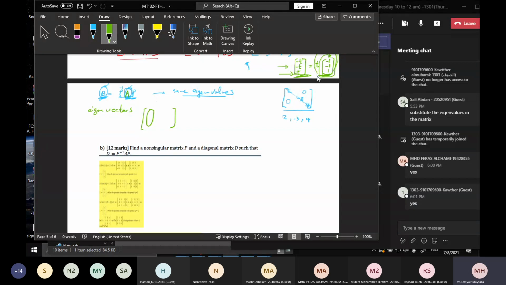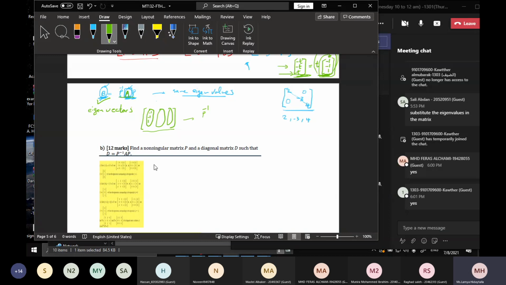For example, this one. Okay, what we got: minus 1, minus 1, 1. And then the second vector you put here, and the third, corresponding to lambda equals 0, you put them like that. So this is going to be your P. Okay, and then find the P inverse. And then if you multiply it, you're going to get this one here.